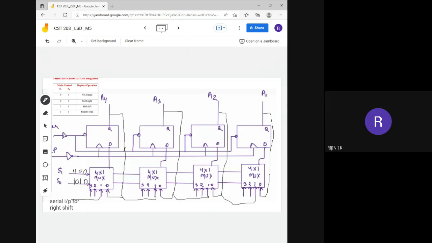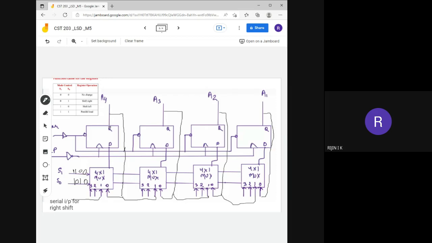Whenever the value of S1 and S0 is equal to 0 1, then we know that it will select line number 1. This also will select line number 1, this also will select line number 1. Suppose 0 1, now you have to perform serial shift right operation.